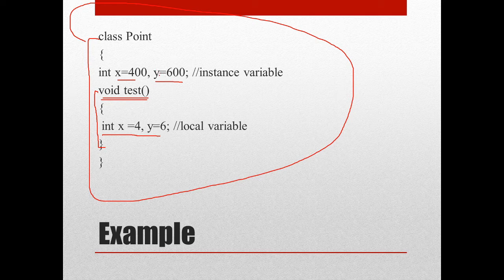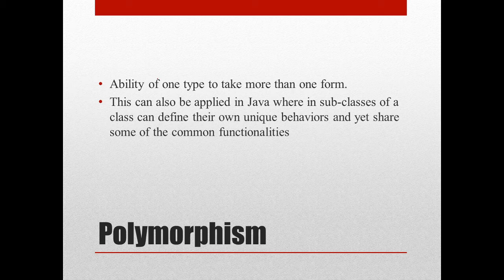Now, let us move on with polymorphism. So, what is polymorphism? It is the ability of one type to take more than one form. This can be applied in Java with subclasses, wherein a class can be defined with its own unique behavior and yet share some of the functionalities of the parent class.